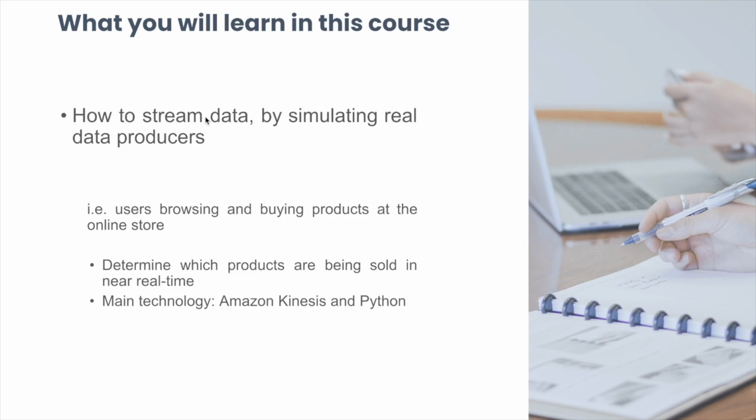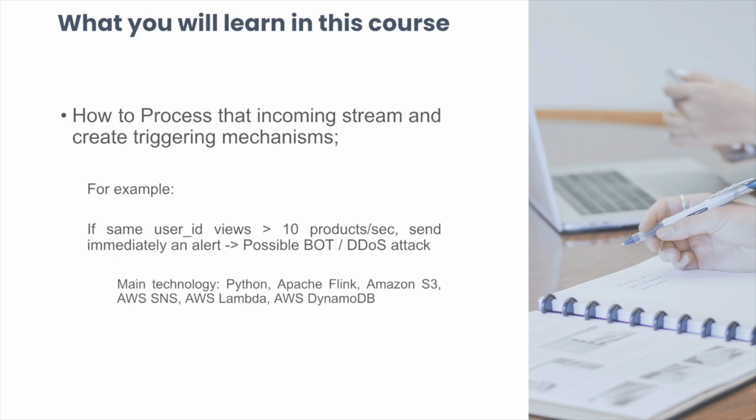So we will build some kind of Python procedure that will give us some real-time data on a timely basis. That is, we will be using Amazon Kinesis and Python for that. Second is how to process that incoming stream and create a triggering mechanism. So we build our own data set by using Python.